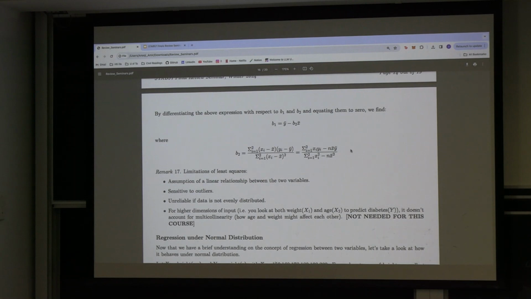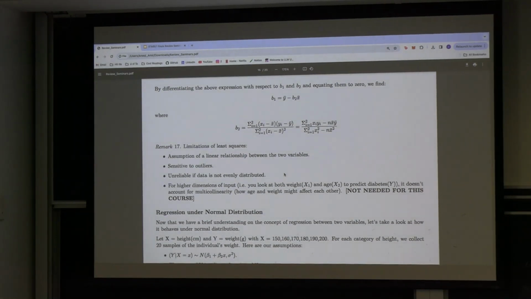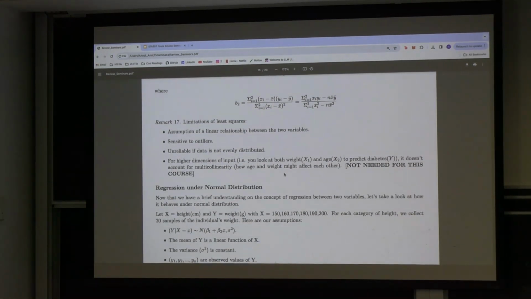So it's just the summation of each individual x minus its average, multiplied by each individual y minus its average, and then all of that divided by the summation of each x minus its average squared. So throughout stats, you'll be seeing this equation a lot.